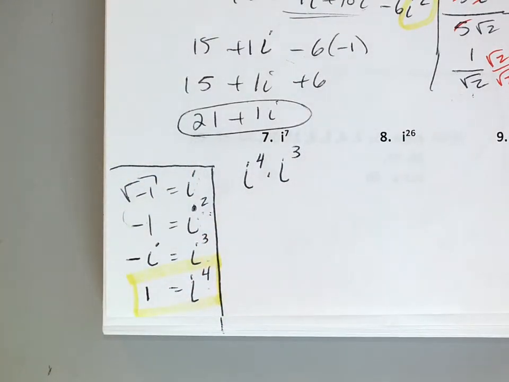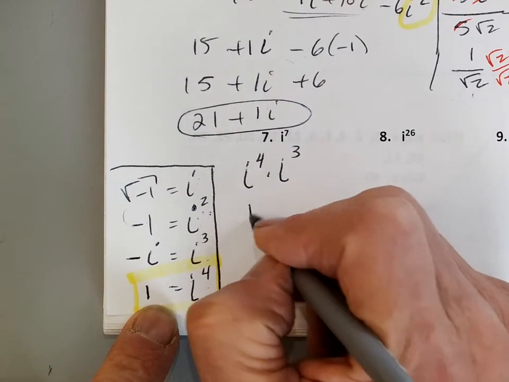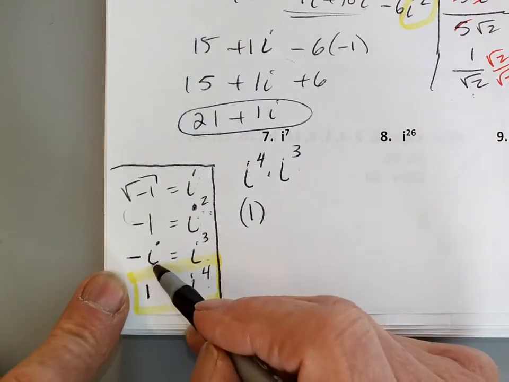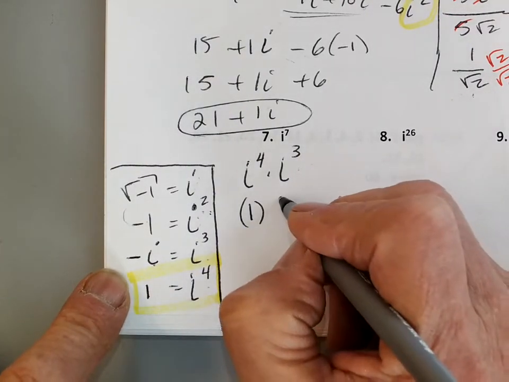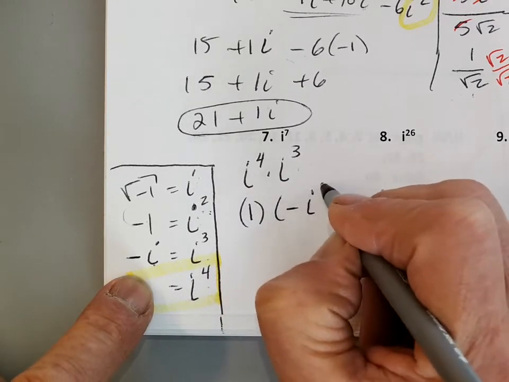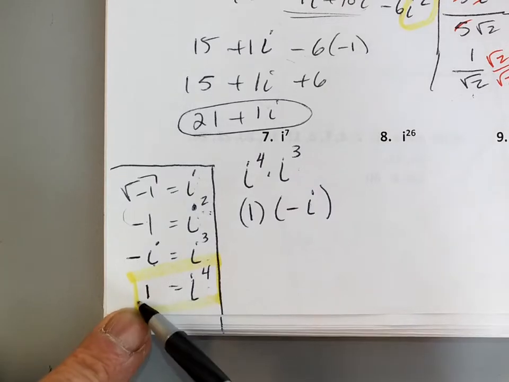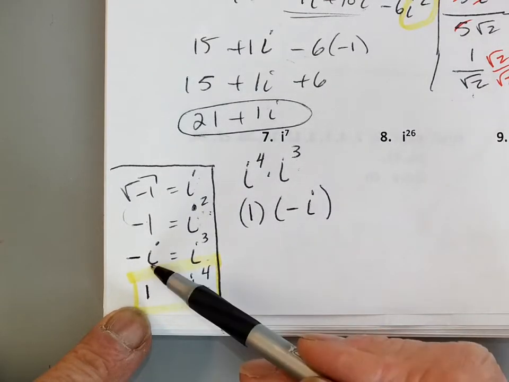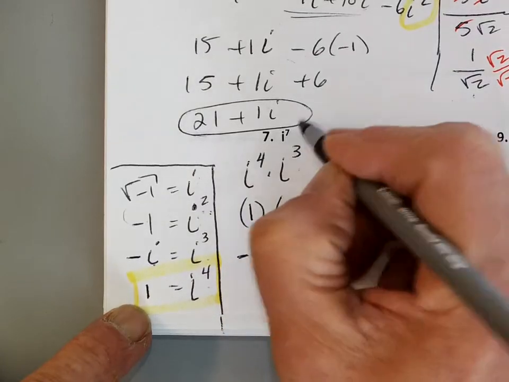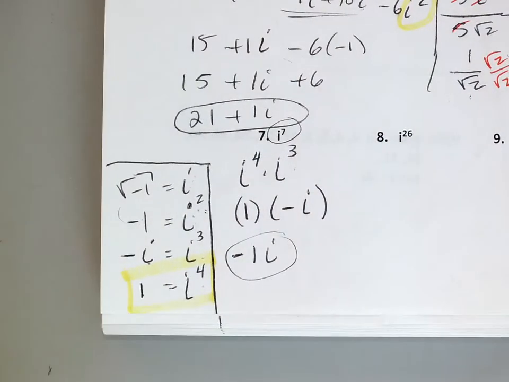I want an i to the fourth because i to the fourth is 1. And i to the third, we said was negative i. Okay, i to the fourth was 1, i to the third was negative i, so we wind up with an answer of negative i. So i to the seventh and negative i are the exact same answer, but it's reduced. We find as many i to the fourths as we can.